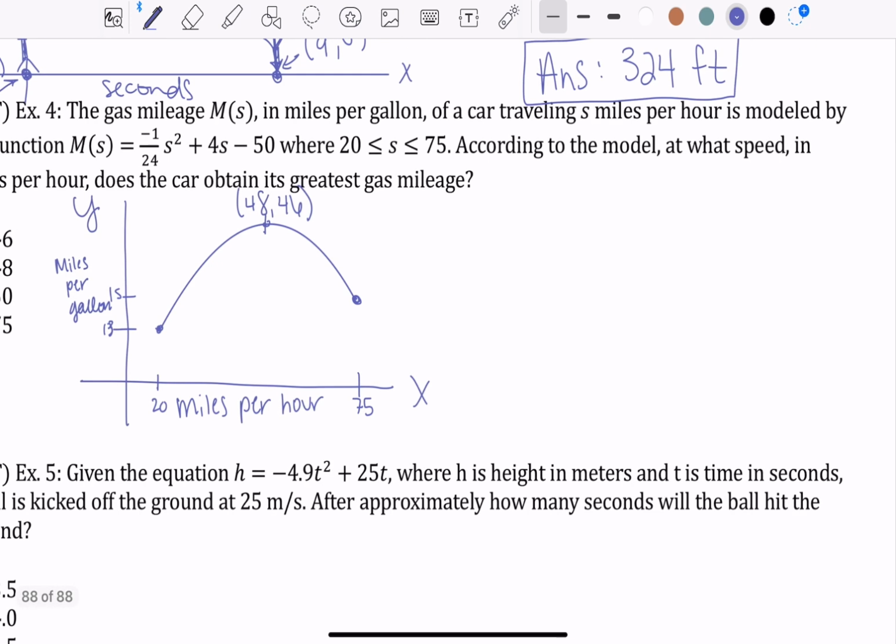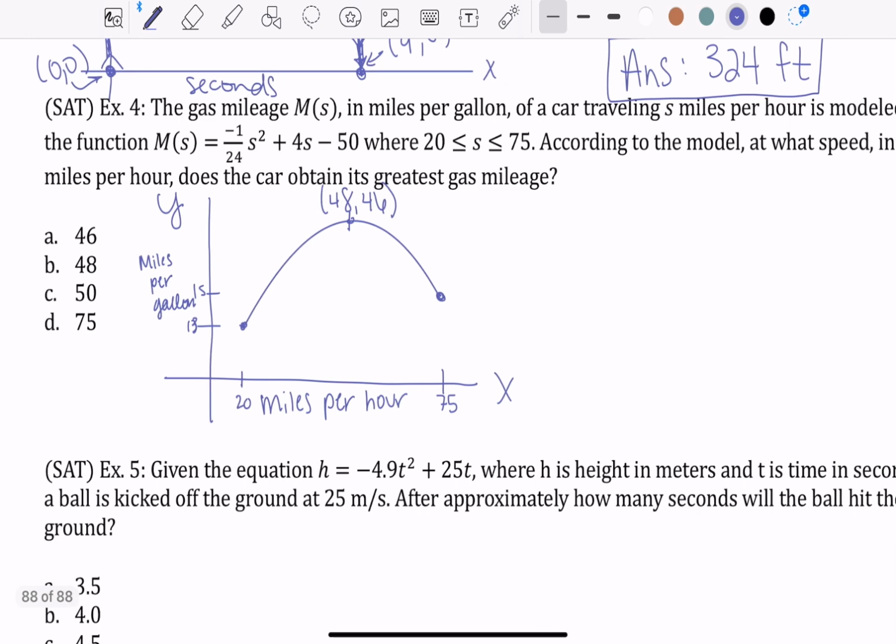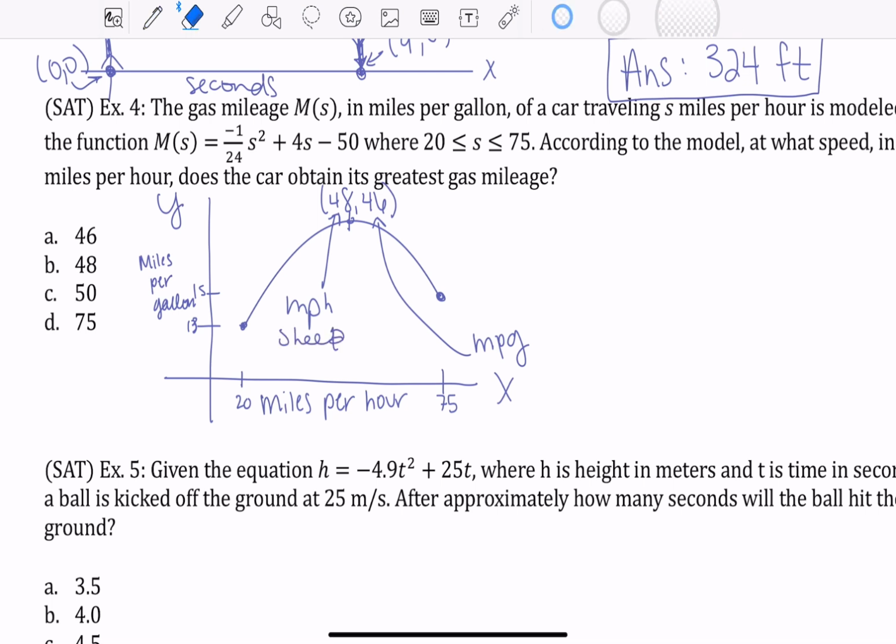And what I'm going to do here is just make sure I know what it's asking for. It says, according to the model, at what speed in miles per hour does the car obtain its greatest gas mileage? So remember, this one is the y value. That is miles per gallon. And this one here, my x value, is miles per hour, which would be called speed. So our speed there is 48. So I'm going to pick that one.